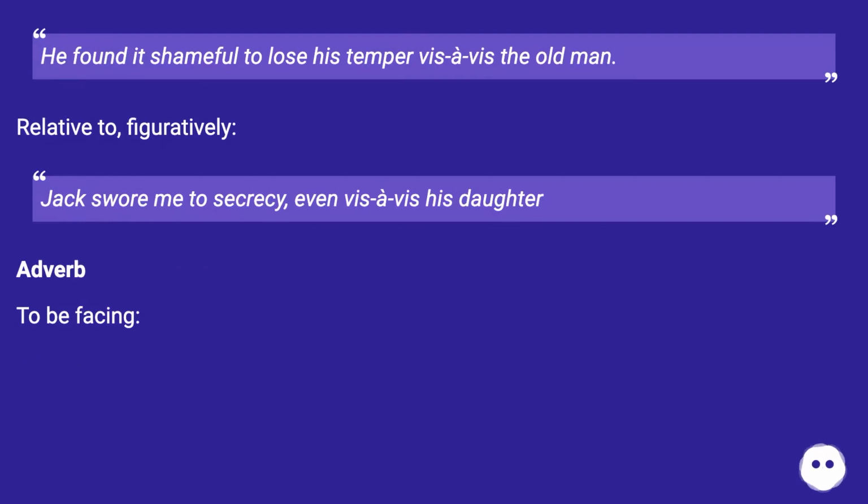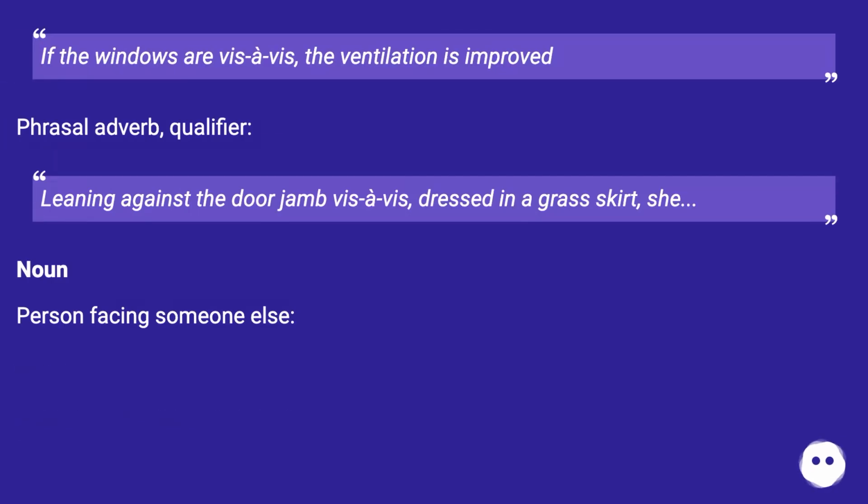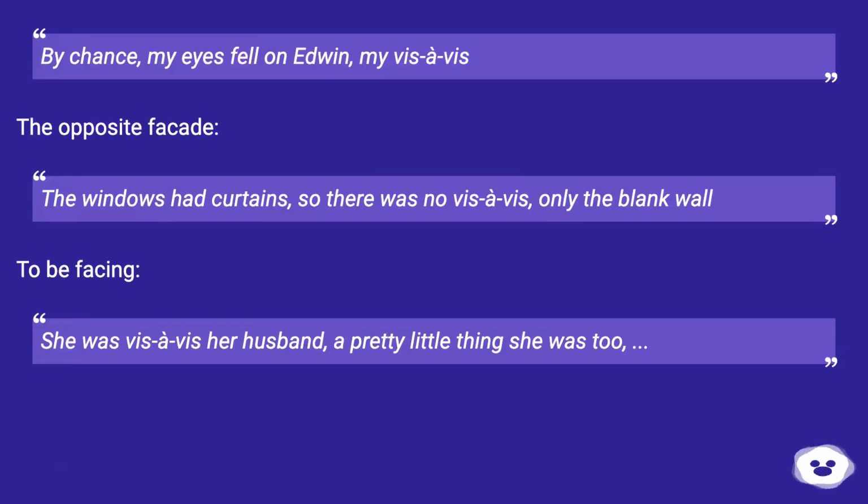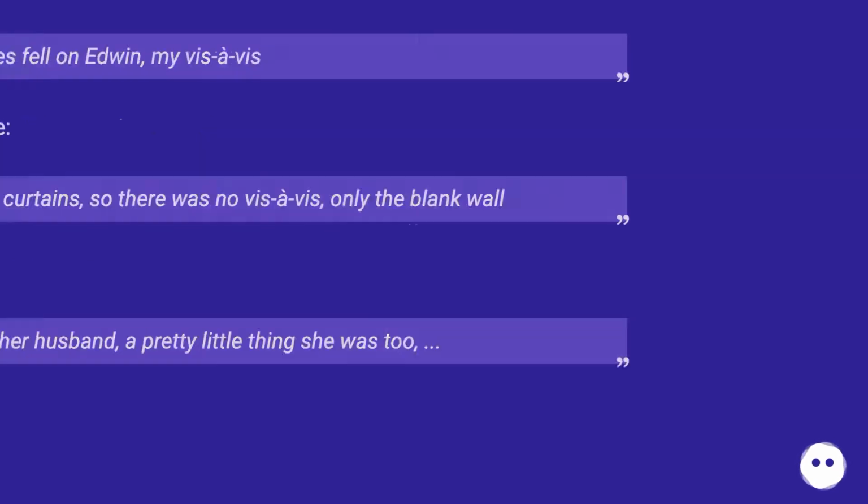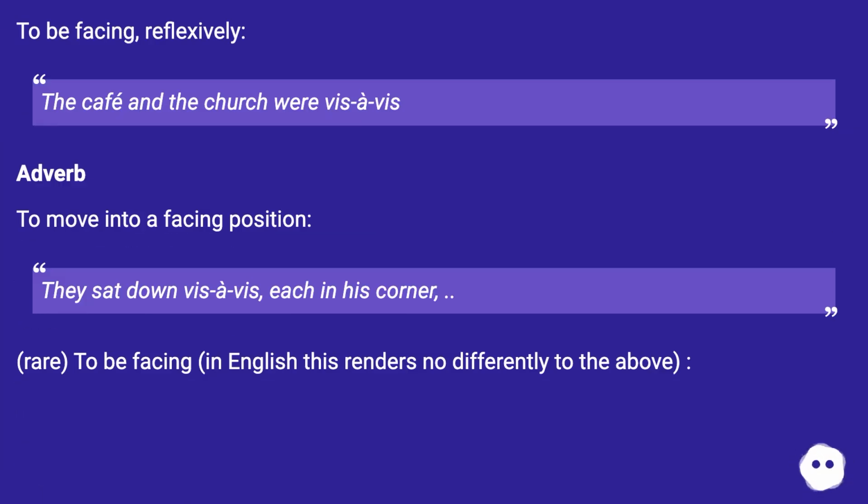Adverb. To be facing. If the windows are vis-à-vis, the ventilation is improved. Phrasal adverb, qualifier. Leaning against the door jamb vis-à-vis, dressed in a grass skirt, she. Noun. Person facing someone else. By chance, my eyes fell on Edwin, my vis-à-vis. The opposite facade. The windows had curtains, so there was no vis-à-vis, only the blank wall. To be facing. She was vis-à-vis her husband, a pretty little thing she was too. To be facing, reflexively. The cafe and the church were vis-à-vis.